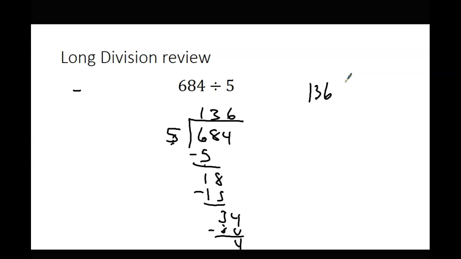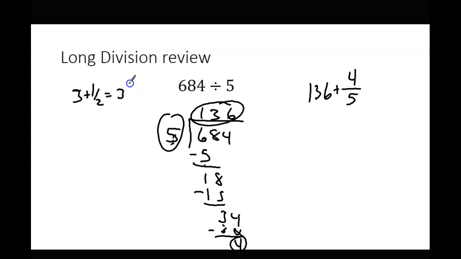But what's another way to write the remainder? You could, but we're going to do a little bit different today. You take the remainder and you put it over the 5, the divisor. Okay? So it's this number and then this number over this number. So 136 and 4/5. And then we're going to be sneaking a plus in there today. But that's okay, because don't you guys agree that 3 plus a half, that's really the same thing as just 3 1/2? No. Well, it is.